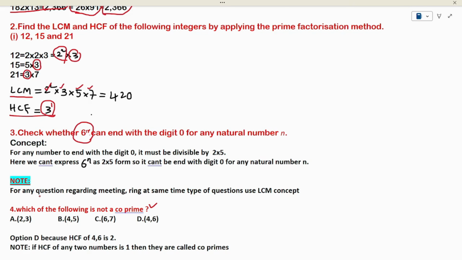You have to remember a note here. For any questions regarding meeting, ringing, and the same type of questions, we always need to use the LCM concept. Let's say, for example, sometimes we get a question: at what time will the bells ring together, or at what time will 3 or more friends meet together. So, in this kind of question, we always need to use the LCM concept, then only we will get the answers.